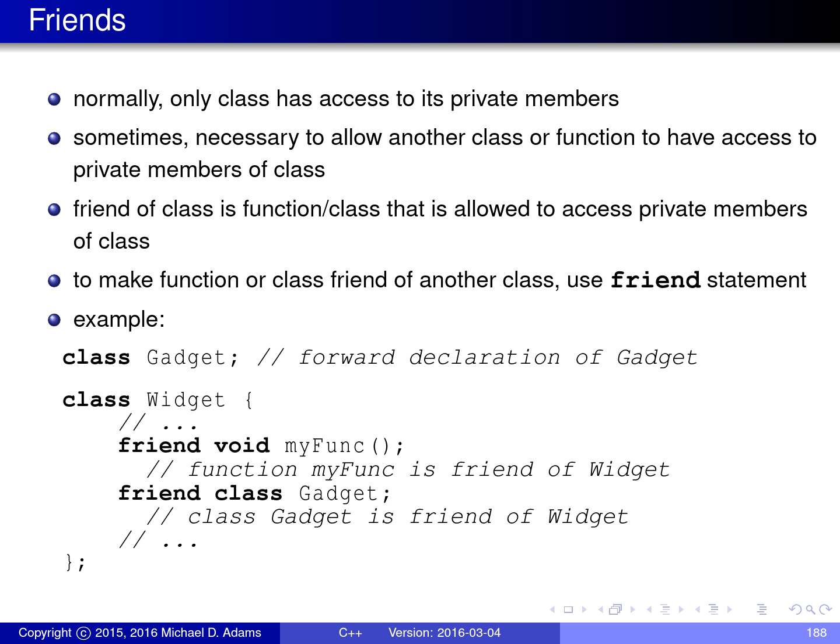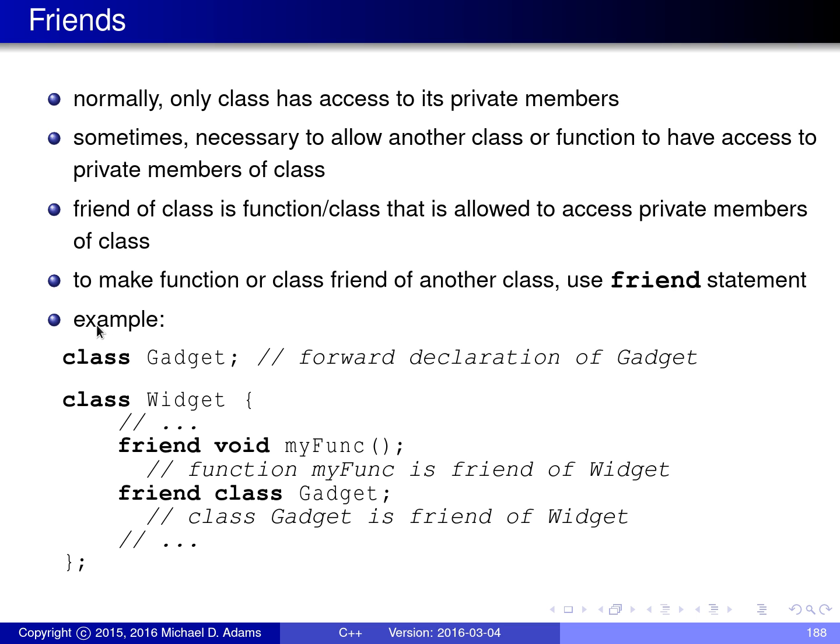As discussed earlier, the private members of a class can only be accessed normally by the class itself. But sometimes we might want to grant access to private members to another class or a function which is outside the class. And for this purpose, the C++ language provides something known as friends. So a friend of a class is either a function outside the class or another class entirely that's allowed to access the private members of a class. And to make a function or a class a friend of another class, we use a friend statement.